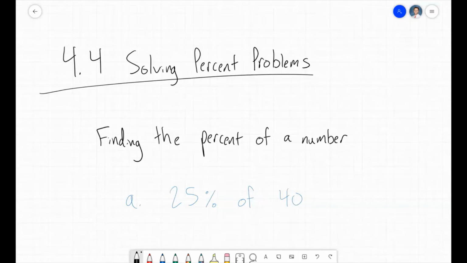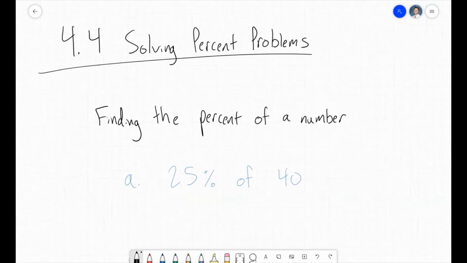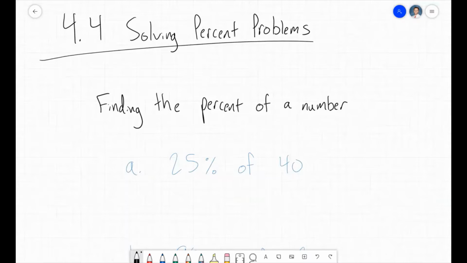So let's look at this first problem here, finding the percent of a number. And this first one says 25% of 40. So the first thing we want to draw our eyes to is the word "of." As a reminder, when we see "of," that is a clue to us that we should multiply. We want to know 25% of 40, which is 25% times 40. So we can change this "of" to multiplication.